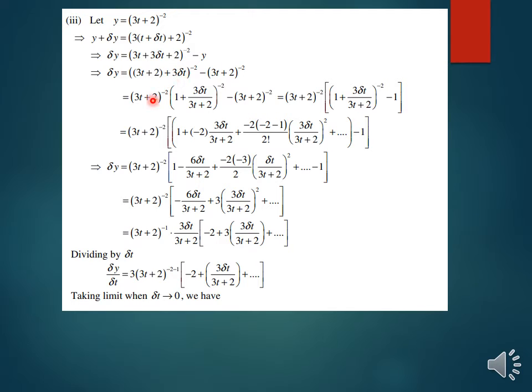So similarly, taking (3t + 2)^(-2) in the first term, and this term remains the same. Then we take (3t + 2)^(-2) common in the whole equation, and we get 1 plus 3 delta t upon 3t plus 2, minus 1. So in the next step we open the binomial series formula inside the bracket: 1 plus nx plus n(n minus 1) upon 2 factorial, and so on. Here n is minus 2 and x is 3 delta t divided by 3t plus 2.